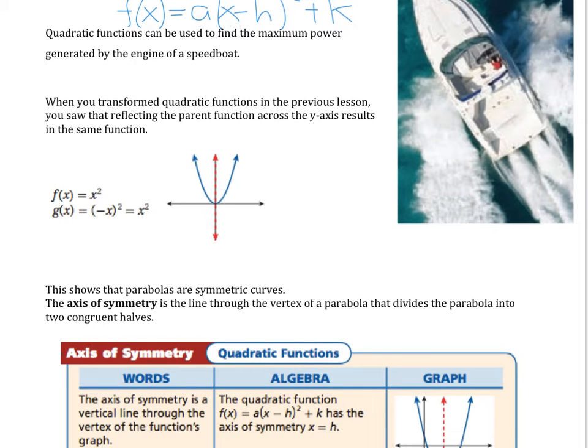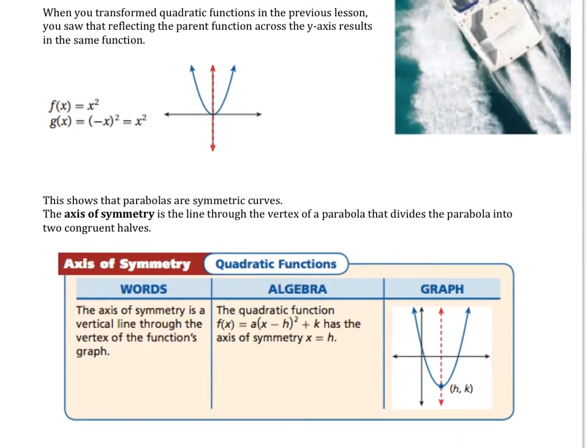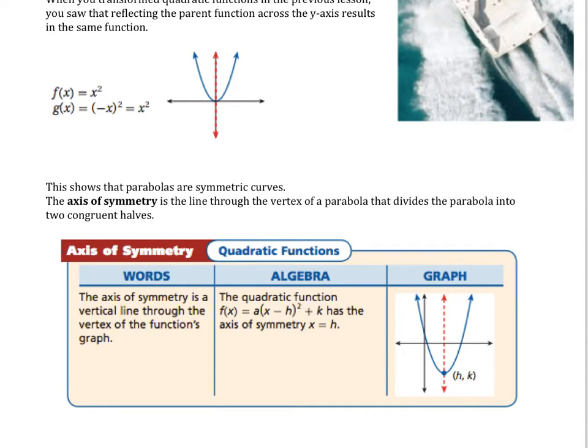Going to look at what we did in the previous lesson with our parent function, y equals x squared. And that's our blue parabola going up. If we reflected across the y axis, we would end up in exactly the same thing. As you can see, if we substitute a negative x in place of x and square it, we still end up with x squared. So this does show us that we have what is called symmetry, where we can put a line through the graph and it's the same on both sides.